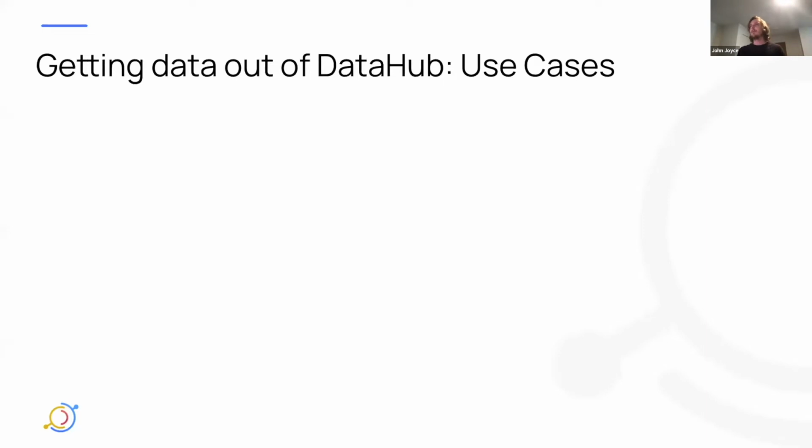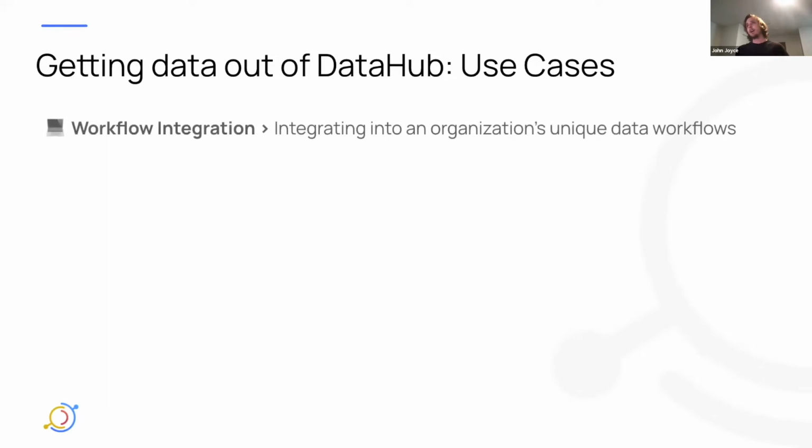So what we did is we leaned into these questions and we found that there was a theme, which was getting data out of DataHub, particularly in real time. And we narrowed down to a few different categories that we saw people asking about. The first was around workflow integration. So how can I integrate DataHub into my organization's unique data workflows?